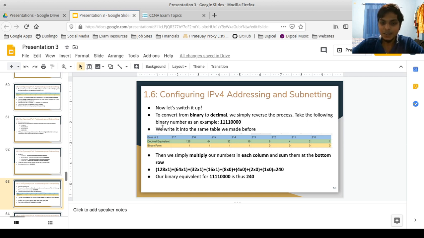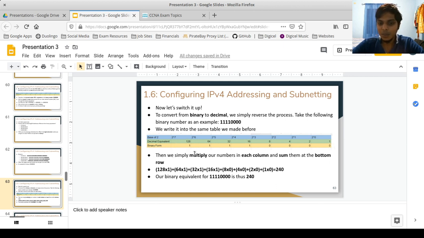So we write this into the same table we made before. Remember our 2 to the power 0, and then 1, 2, 3, 4, 5, 6, 7. And then we wrote the 1 here and then kept multiplying by 2 until we got 128, in that exact same table. The difference here is that we're going to take our binary number and just write it in these cells. Remember, we got our binary number from these cells before, so we're now taking the binary number that we have and writing it into these cells.